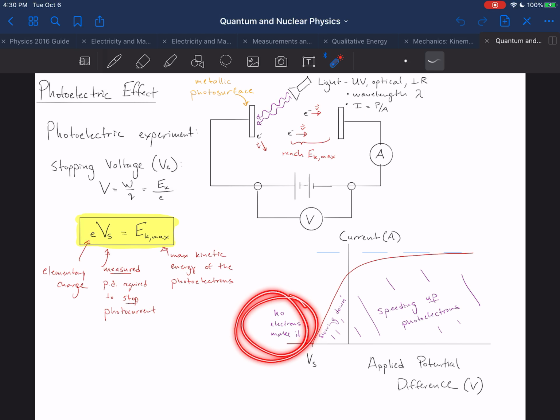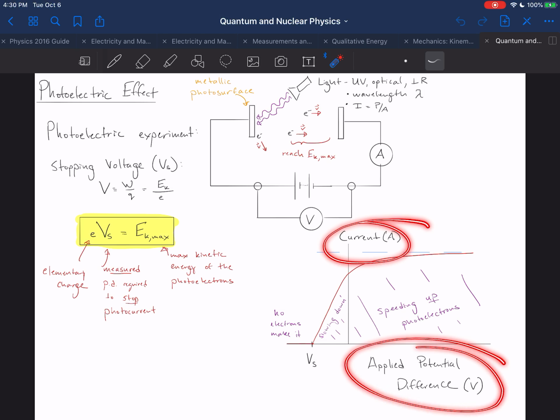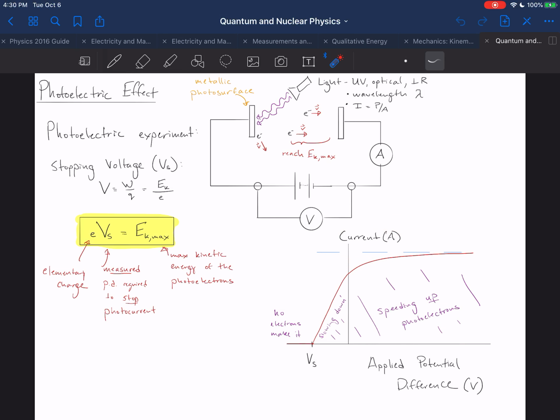So in this region, the electrons are all turned back before they can get to the electrode and sent in the other direction. And this is the characteristic current versus applied potential difference graph of the photoelectric effect.